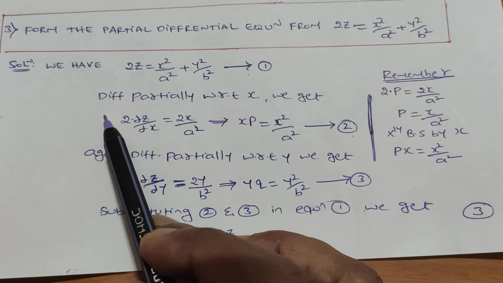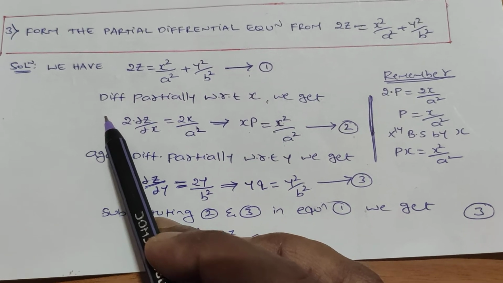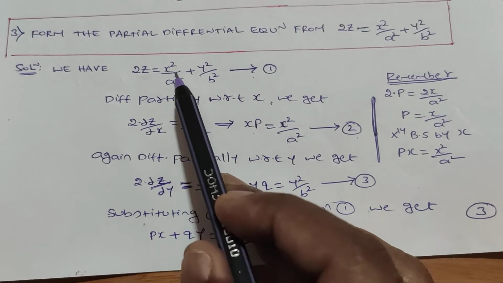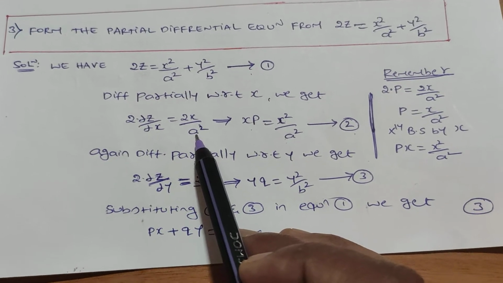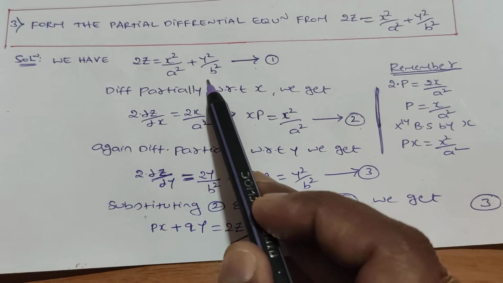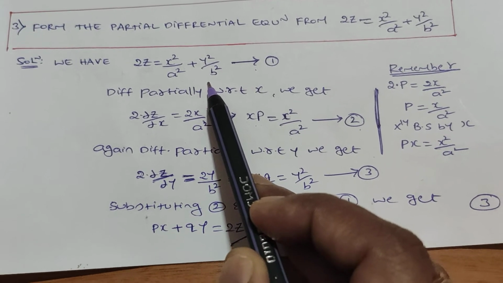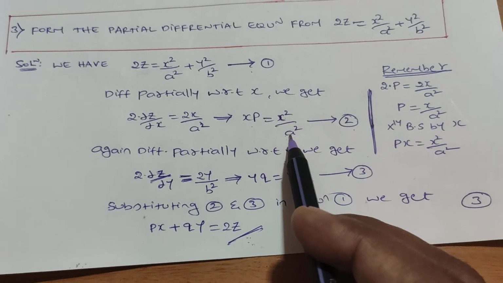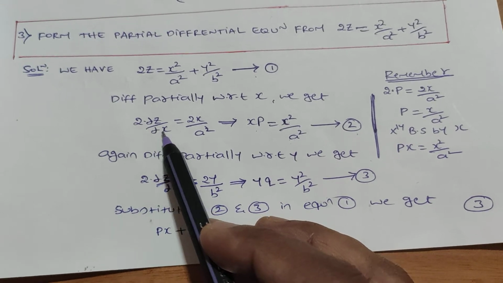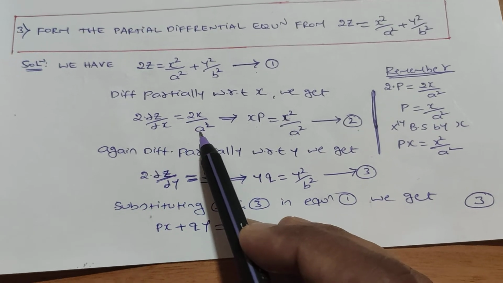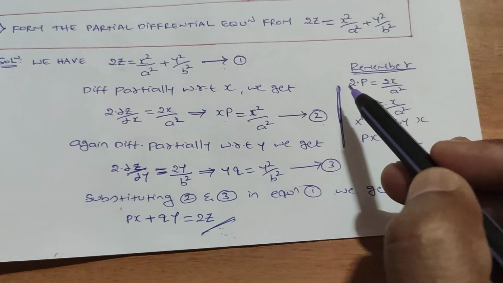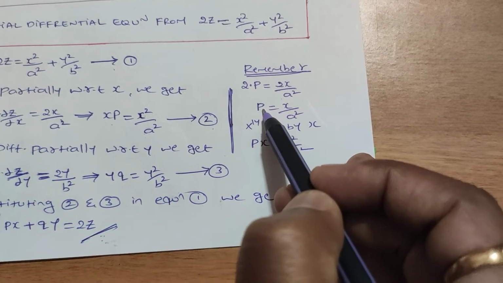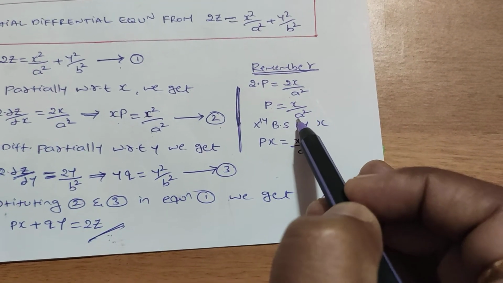Differentiating partially with respect to x, we observe 2 ∂z/∂x = 2x/a². As we know, the partial derivative of y will be 0. Here 2p = 2x/a². Cancel the 2 and 2, so the value of p will be x/a².